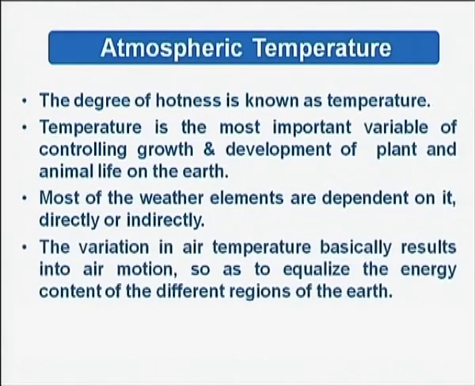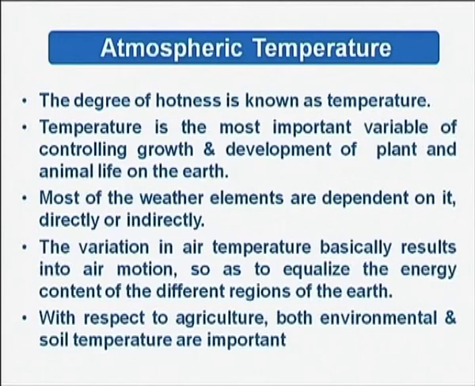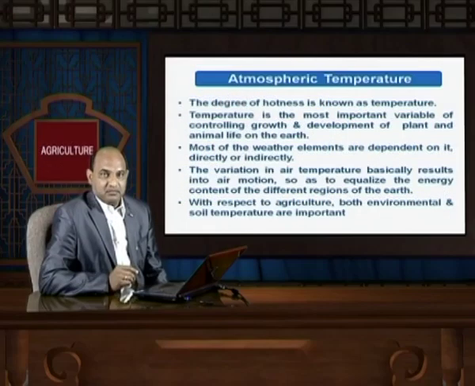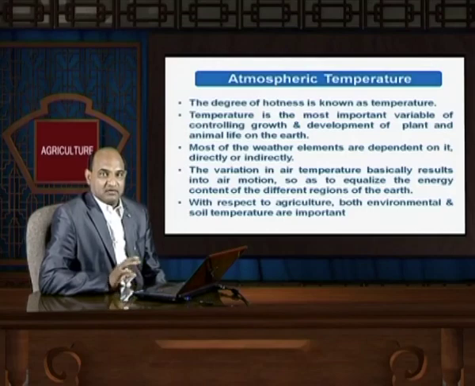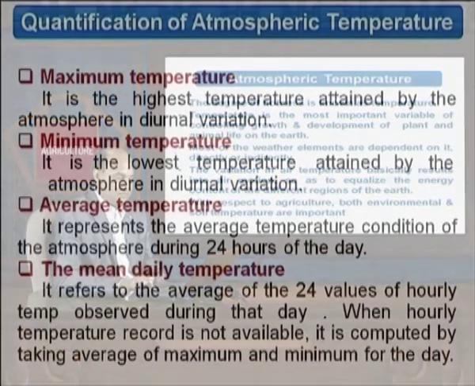The variation in air temperature basically results in air motion so as to equalize the energy content of the different regions of the earth. With respect to agriculture, both environmental and soil temperature are important. We all know the importance of atmospheric temperature, and it is necessary especially for maintaining so many activities in soil, plant and in the atmospheric system.